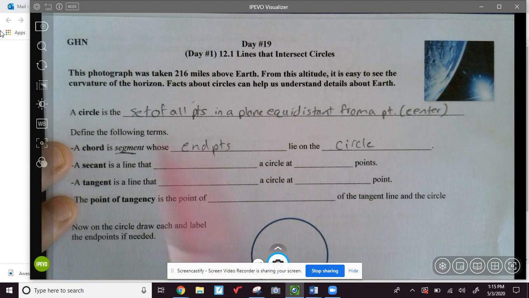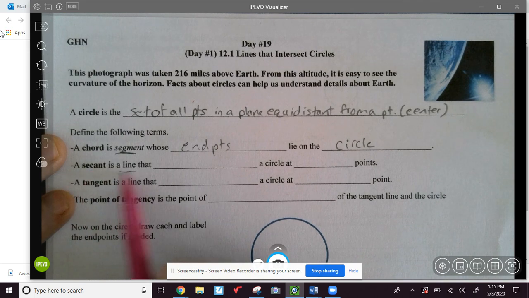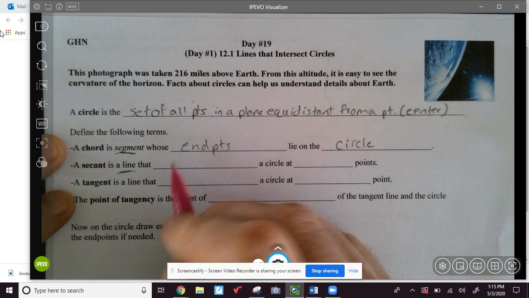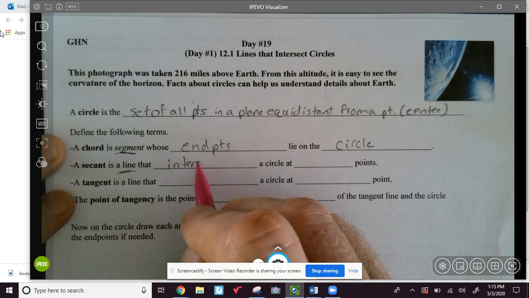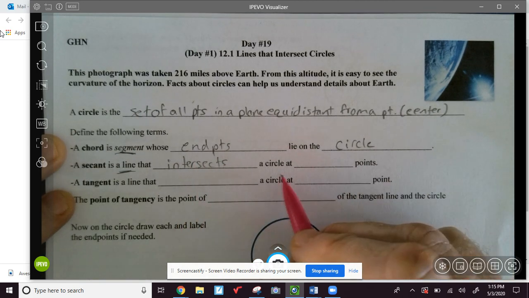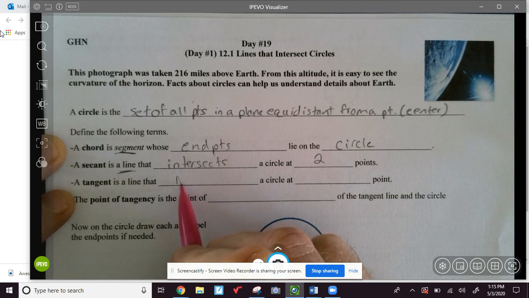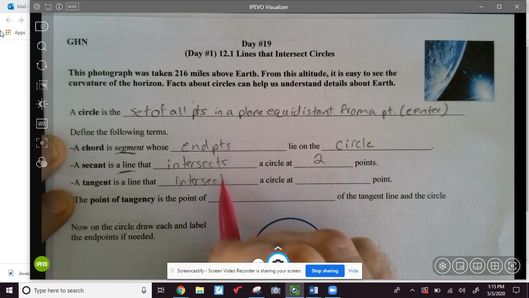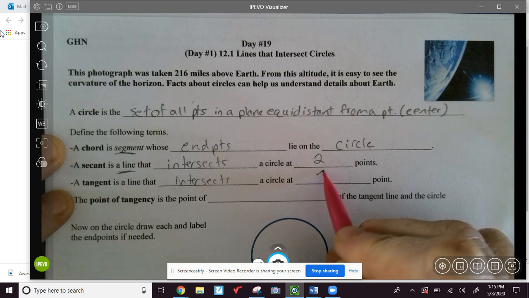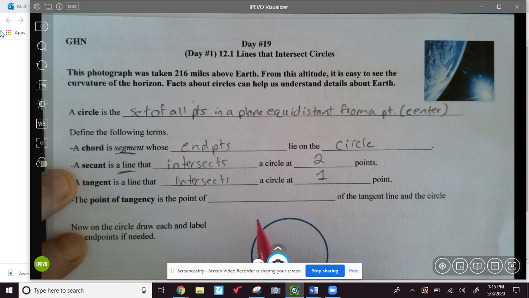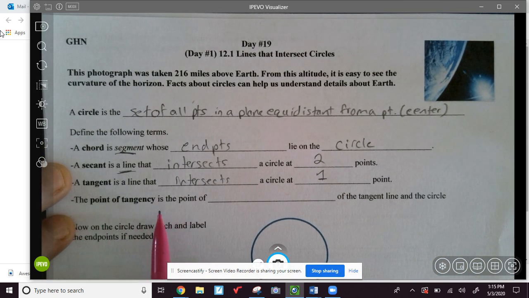Okay? A secant is a line that intersects a circle at 2 points. A tangent is a line that intersects a circle at 1 point. The point of tangency is the point of intersection of the tangent line and the circle.